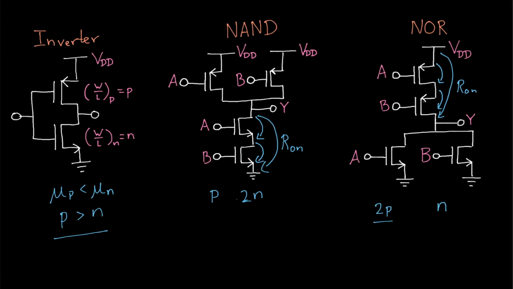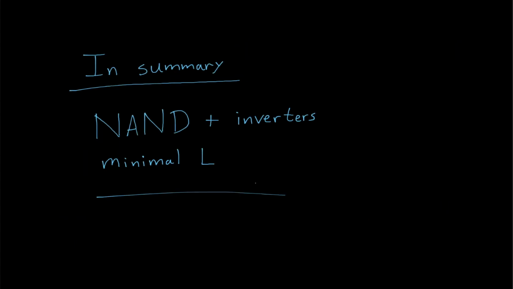Finally, we have to answer the question which channel length we should use. To minimize the area of the overall logic function, we can choose the channel length to be as small as possible, as allowed by the transistor technology. So in summary, we should choose NAND gates combined with inverters and a minimal channel length for all the transistors.